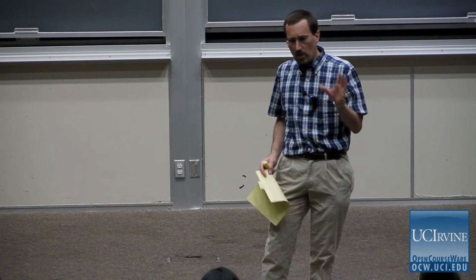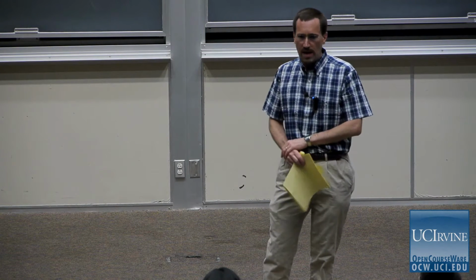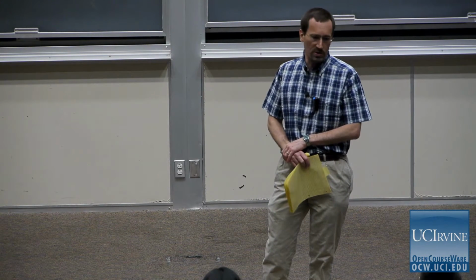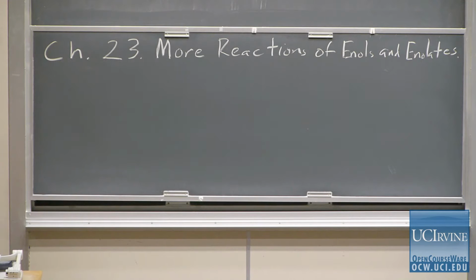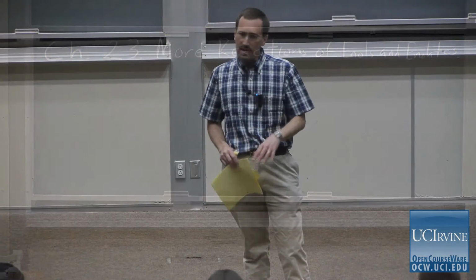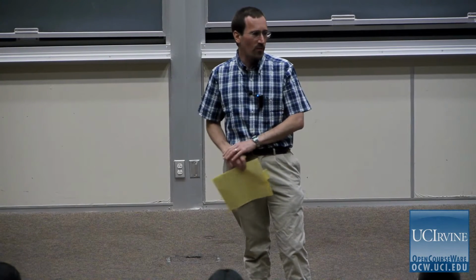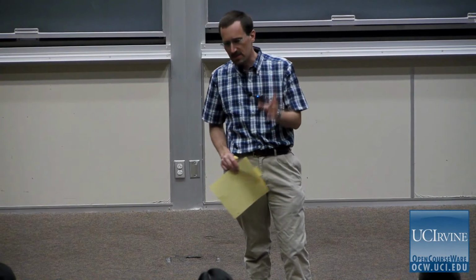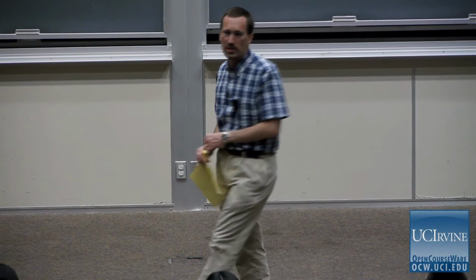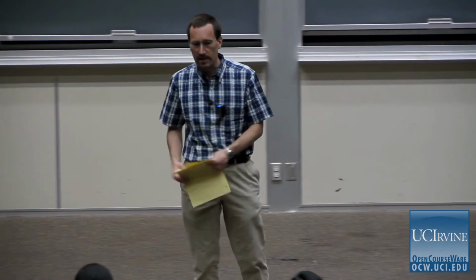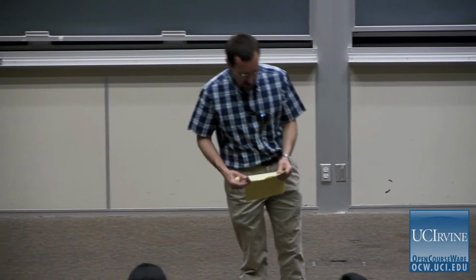So today we're going to discuss a few more reactions of enols and enolates, and what we do today is going to set the stage for chapter 24. So we'll be finishing up chapter 23 and setting the stage for chapter 24, which really gets into some absolutely beautiful and profound carbonyl chemistry with the aldol reaction and the Claisen reaction.